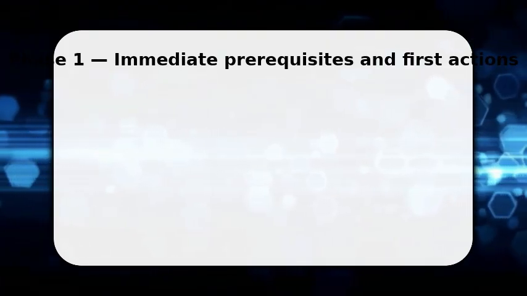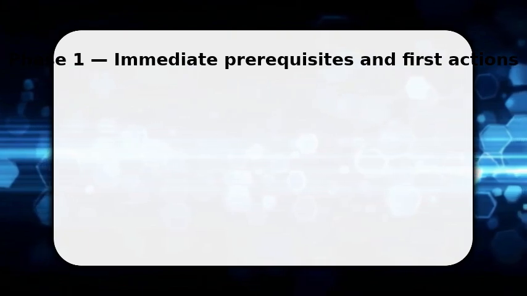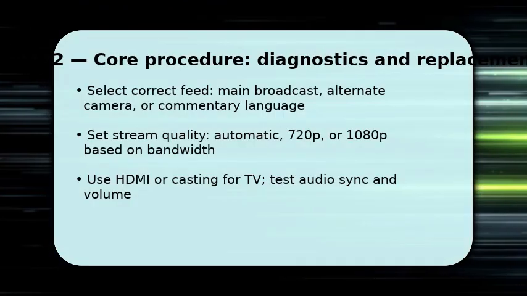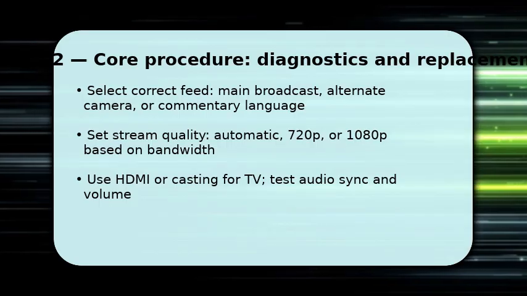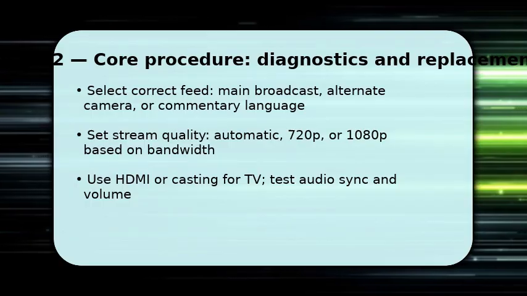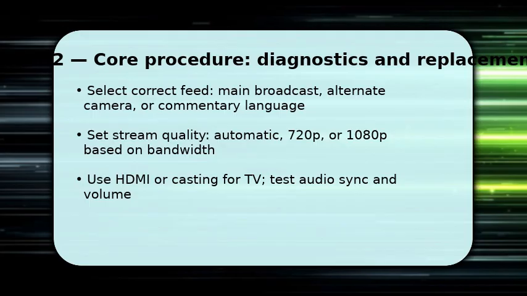Now you focus on getting the best viewing setup. Open the match feed and pick the main broadcast or an alternate camera and language as you prefer. This delivers the intended commentary and visuals. Set stream quality to automatic for variable networks, or lock to 720p/1080p if your bandwidth exceeds about 5 Mbps for smooth playback.